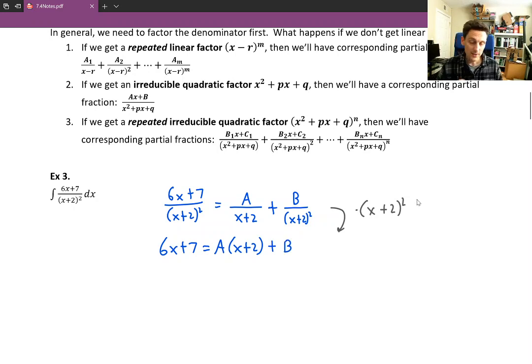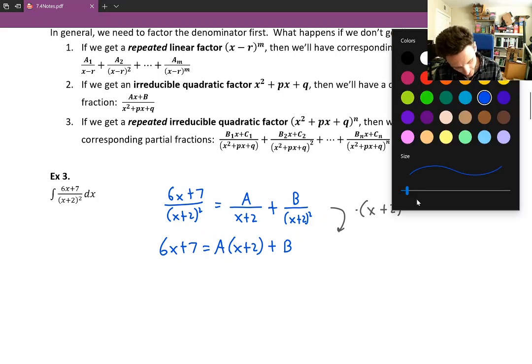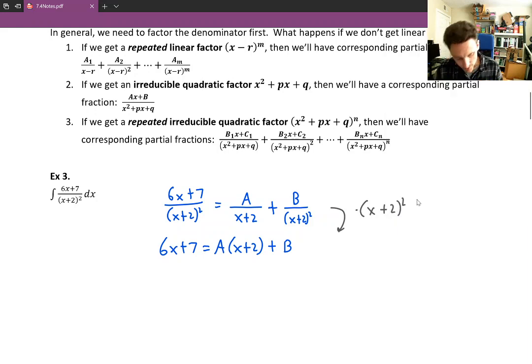Now from here we have two options. We can either distribute everything out, combine like terms, and match the coefficients of like terms, or we can plug in specific x values to help us isolate certain undetermined coefficients. Let's go ahead and see what the second method looks like here. What would be an x value that you could plug in in order to get rid of one of the undetermined coefficients?